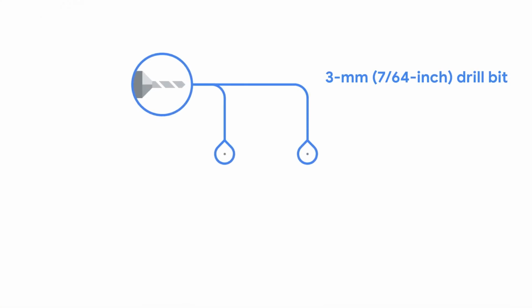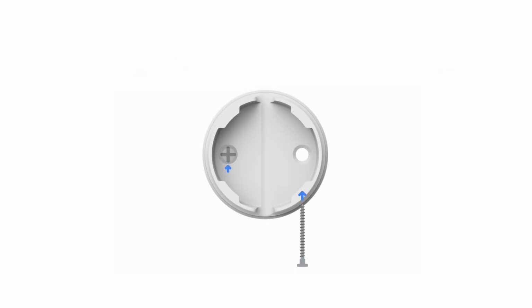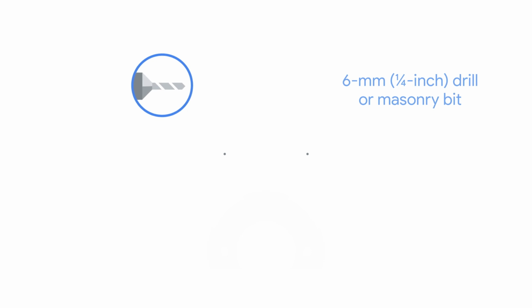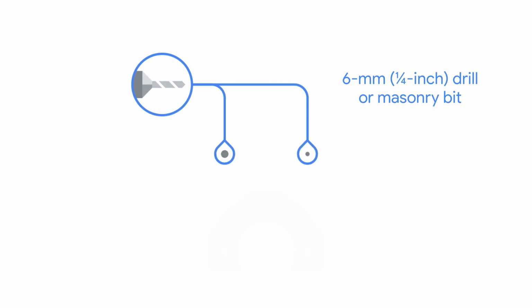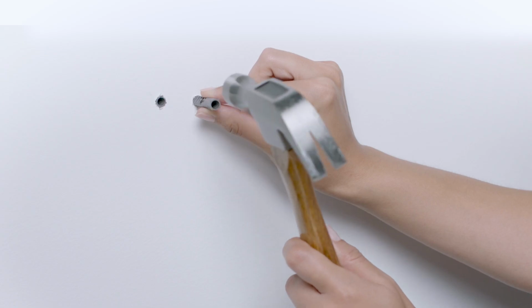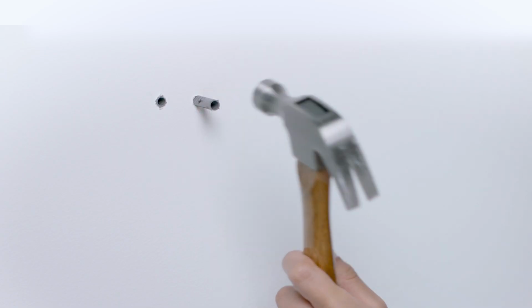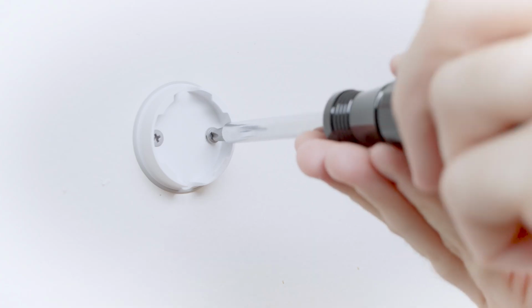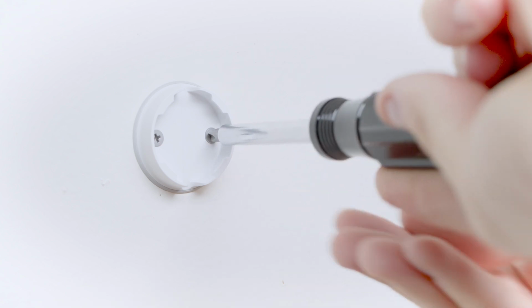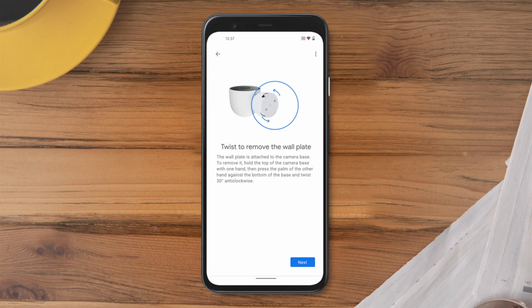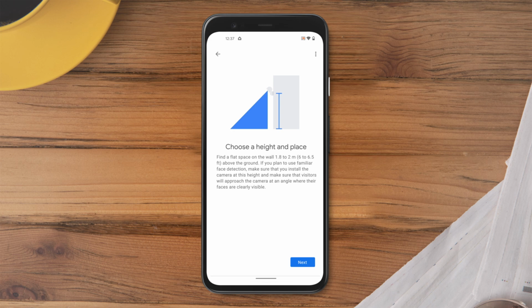Drill pilot holes using a 3mm or 7/64 inch drill bit. Secure the wall plate to the wall with the screws provided. If wall anchors are needed, mark the location for each screw, then drill a hole for each anchor using a 6mm or 1/4 inch drill bit or masonry bit. Gently tap in the anchors with a rubber mallet or hammer, then secure the wall plate with the screws provided. Now follow the steps in the app to mount the camera to the wall plate.